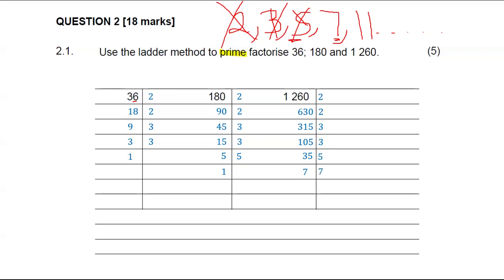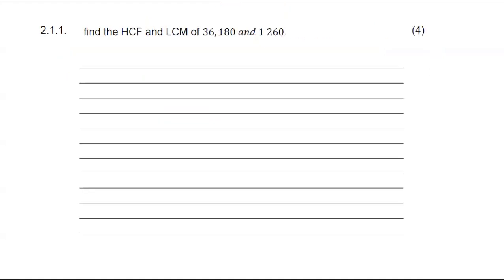All you have to do is take all your products and write them as a product of primes. So 36 will be 2 times 2 times 3 times 3. In exponential form, it will be written as 2 squared times 3 squared. We're multiplying 2 by itself twice, so we write it as a base of 2 raised to an exponent of 2. We're multiplying 3 by itself twice, so we write it as a base of 3 raised to an exponent of 2.